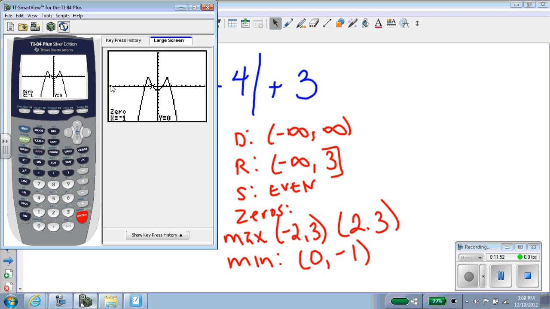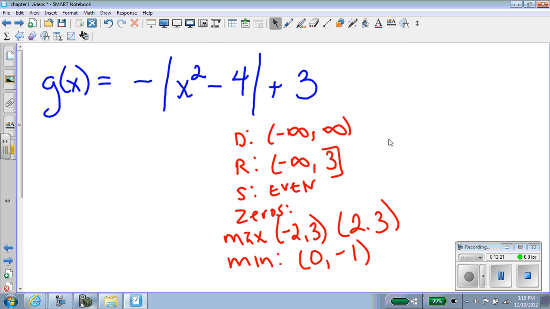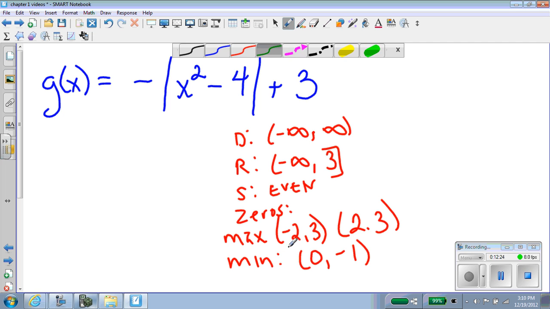Let's see. To describe this, they are increasing from -infinity until I get to, right, we agree this is -2. They're decreasing from -2 till I get to 0, right? They're increasing from 0 to 2, and then they're decreasing from 2 to infinity. So notice that the x-coordinates of my maximums and minimums tell me something about where I'm changing from increasing to decreasing and vice versa.